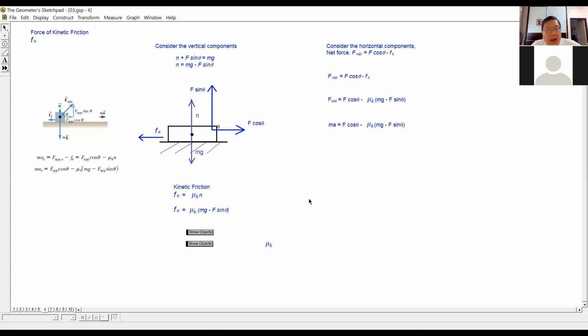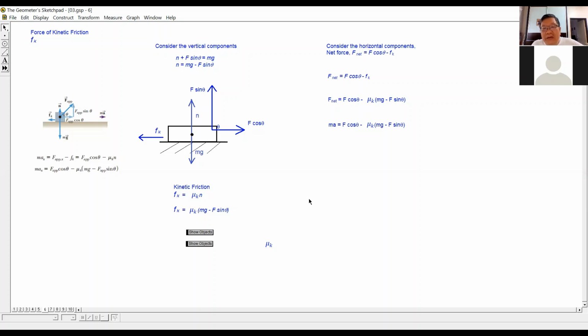Two. Correct, two. What are the two horizontal forces? F cos theta and friction. Yes, the kinetic friction, Fk. Correct. Now, these two forces: if the object is pulled and it is moving, because they say kinetic friction, it is moving.